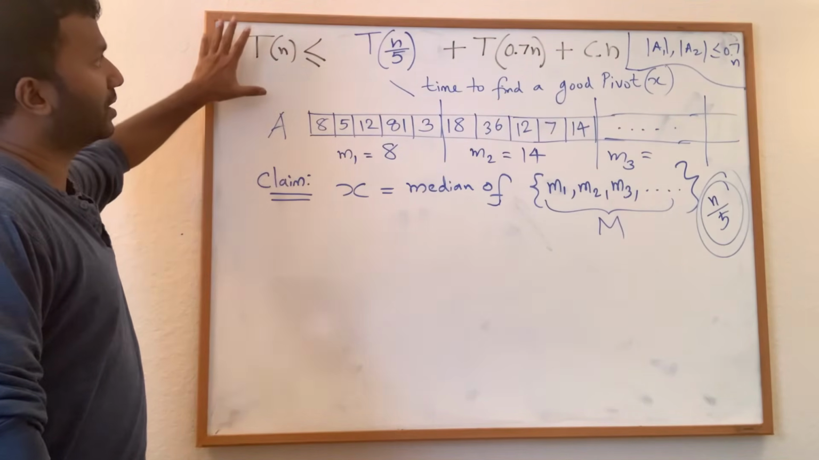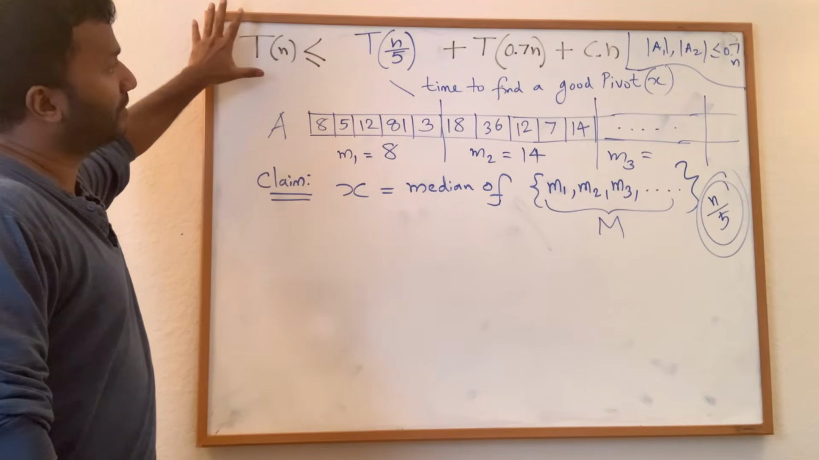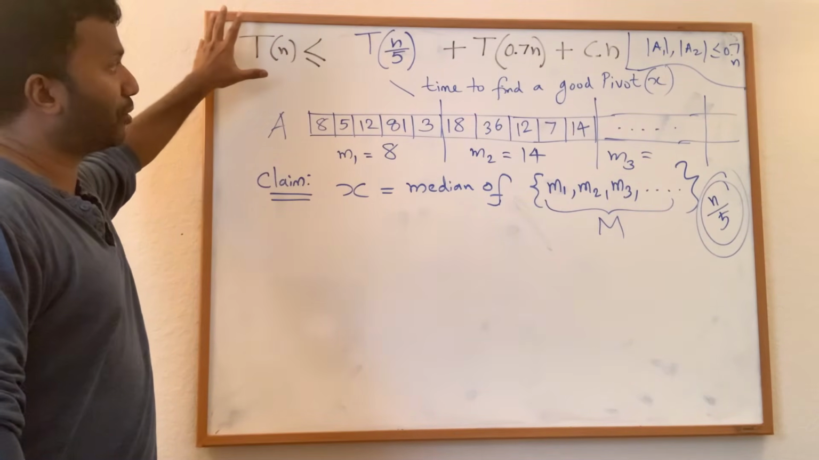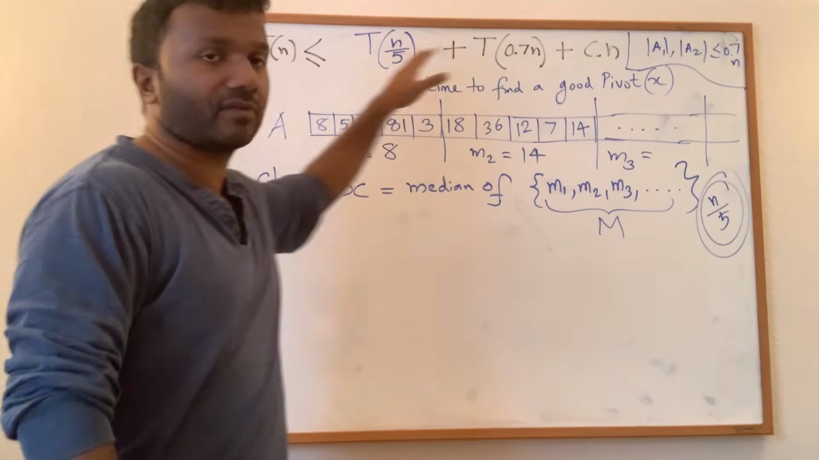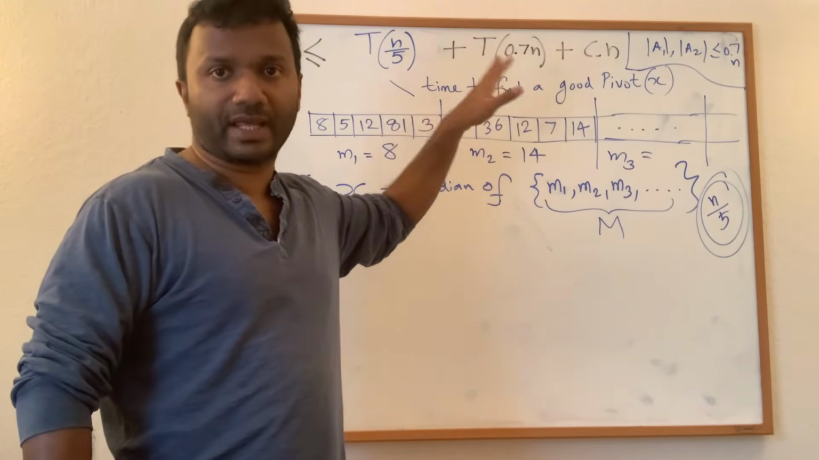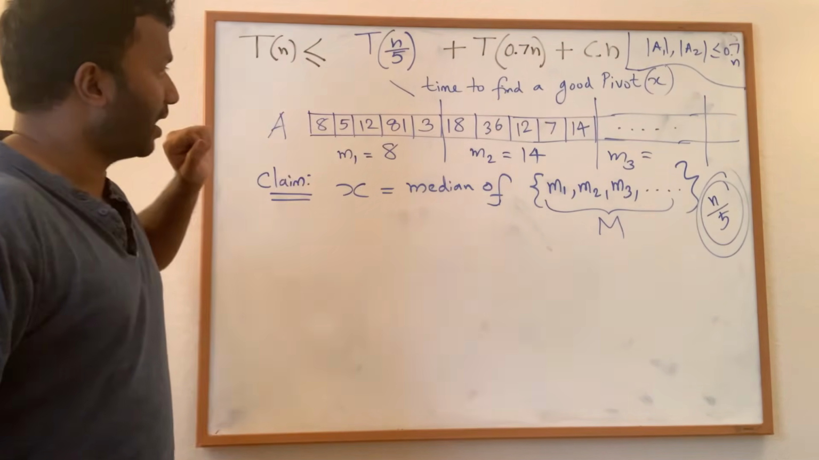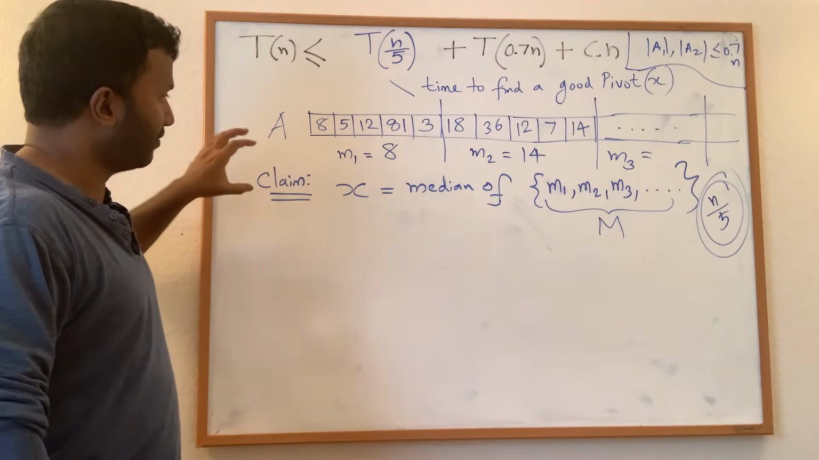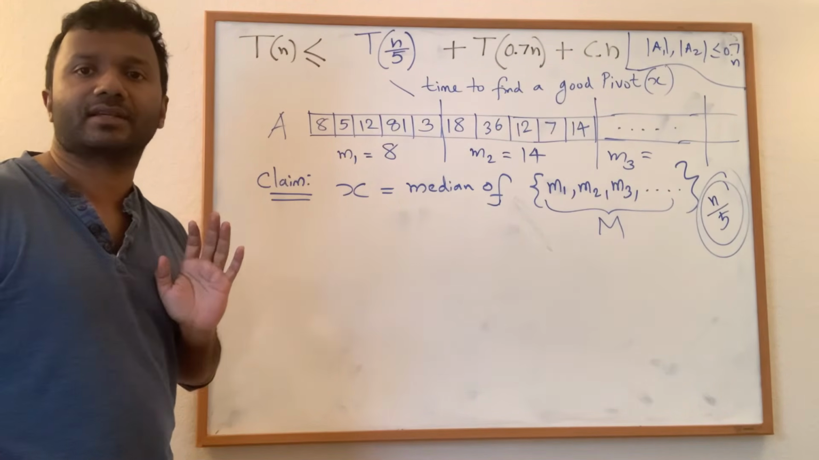Alright, so now we got the recursion, and to bound the time complexity all we need to do is solve this recursion. We will do that in a bit, and most importantly we need to make sure that our claim is correct.